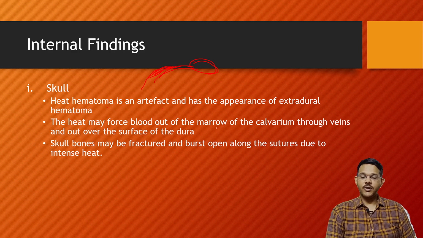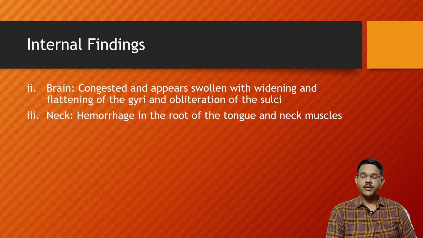Heat may force blood out of the marrow cavity from the calvarium into the veins on the surface of the dura. Skull bones may be fractured and burst open, sometimes near the suture lines, leading to skull fractures. The brain is congested and appears swollen, with widening and flattening of gyri and obliteration of sulci. In the neck, hemorrhage in the root of the tongue and neck muscles is characteristic.